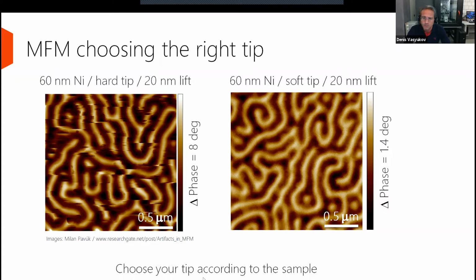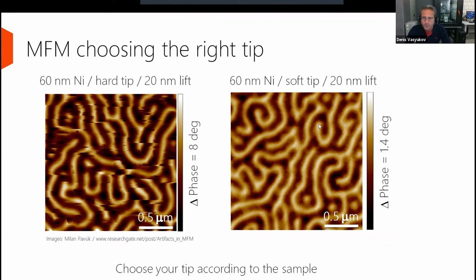So the thing to take home is that you have to choose your tip according to the sample. There is no universal recipe. Even depending on the thickness of your metal, sometimes it will work with a hard tip, and then you change the thickness, and you see that you have to use a softer tip.